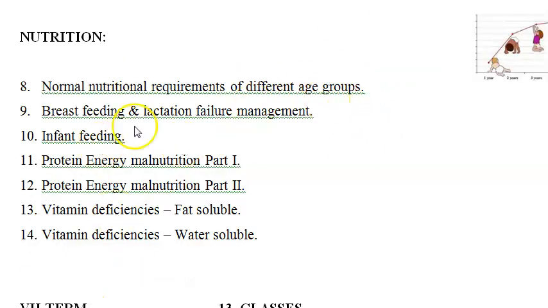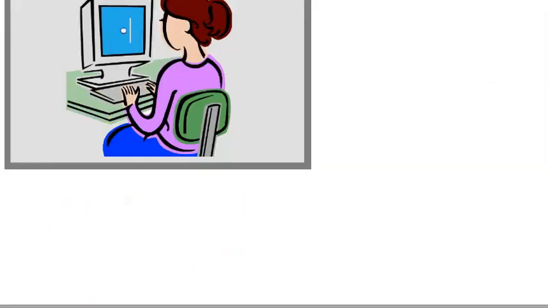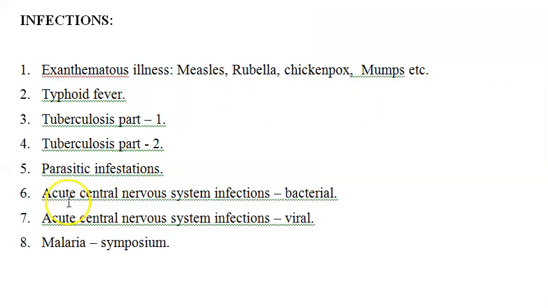Nutrition, what and all you should know, mainly protein energy malnutrition, marasmus versus kwashiorkor, that they have asked 100 times in the exam. Infant feeding, breastfeeding, 100 times. Second, lactation failure management, then vitamin deficiencies, vitamin A deficiency, vitamin D deficiency, rickets, everything you should know, okay. How's it going, people? Now let us move on to some bigger things like infections, okay.